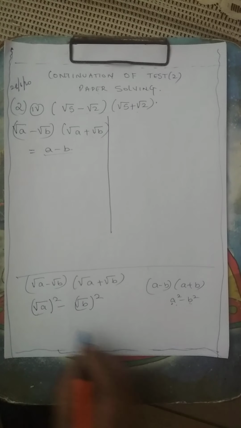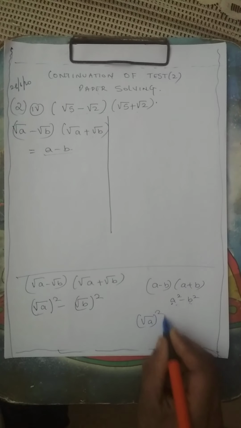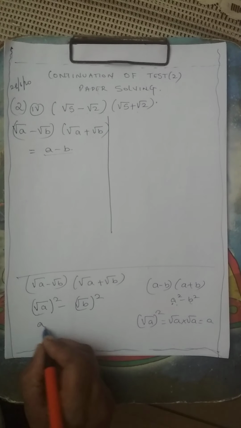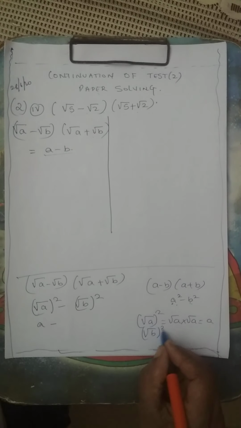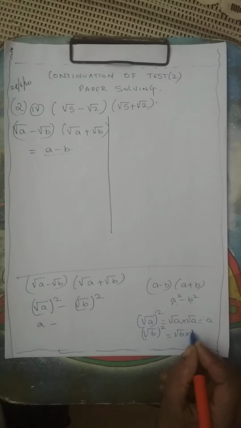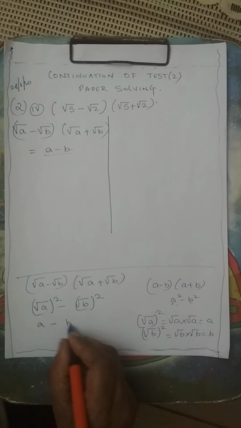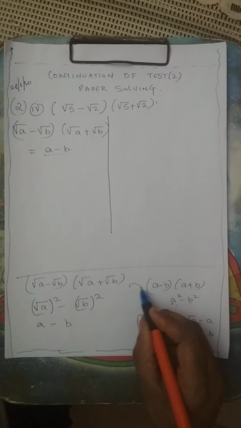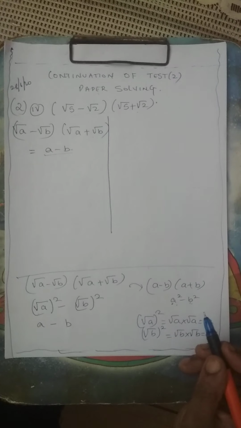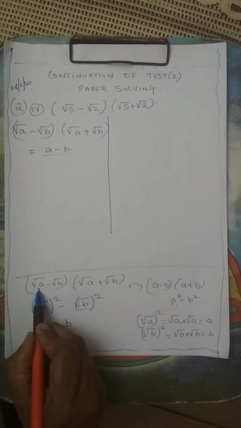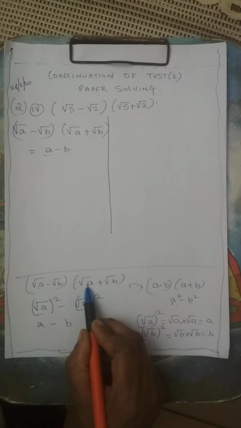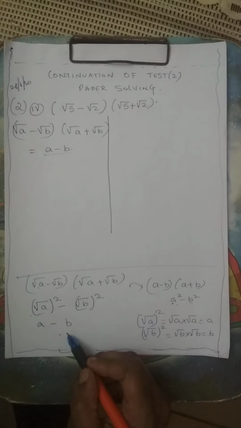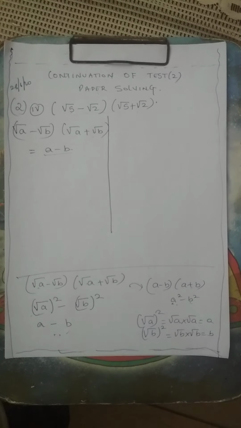Wherever B is there, what you will put? What is root A the whole square? Root A the whole square is root A into root A, which is A. What is root B the whole square? Root B into root B, which is B. Have I got this? So if you have forgotten, this same identity will help you. This is the same as A, this is the same as B, this is the same as A, this is the same as B. So if you can't remember this way, you have to use this identity and get this answer.